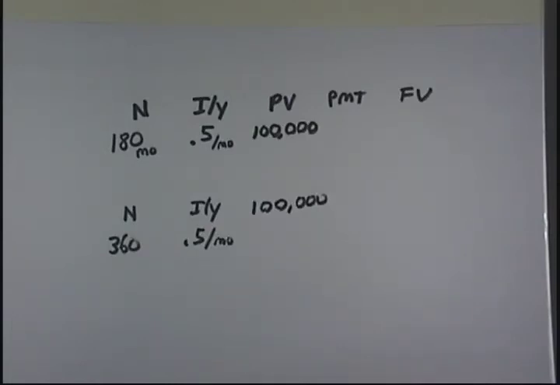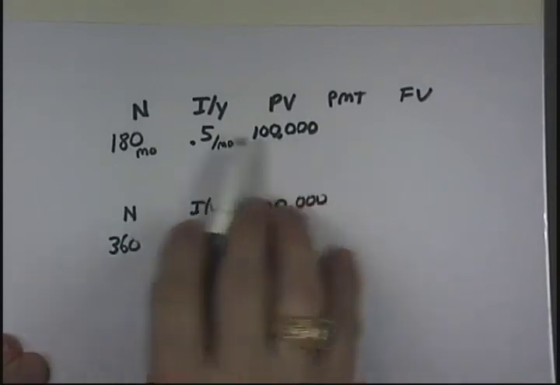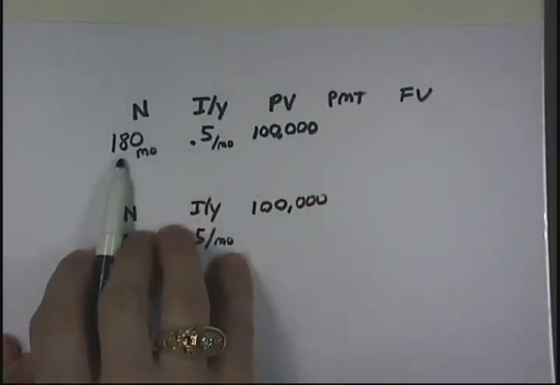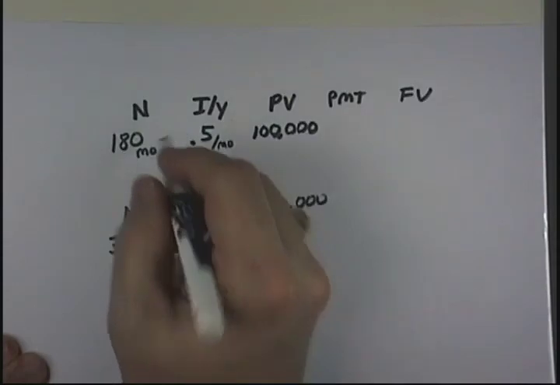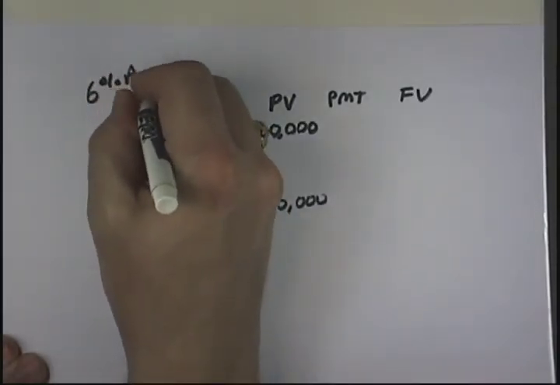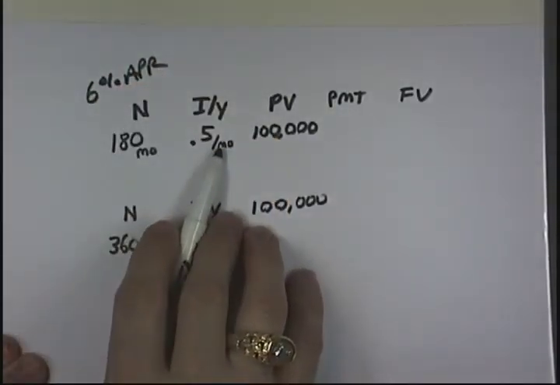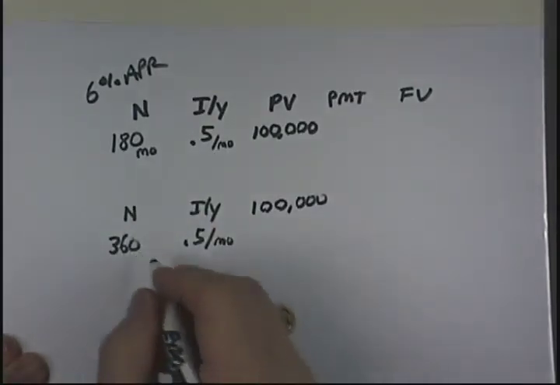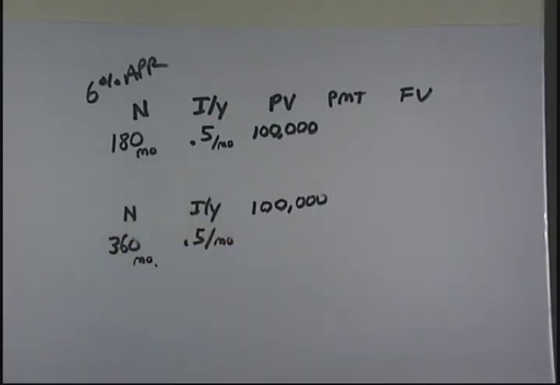And my setup here is a $100,000 loan amount paid over 15 years on a monthly basis, so 180 months. 6% APR with monthly payments is 0.5% per month. And then I set it up over 30 years or 360 months. So first, with my 180 monthly payments on my $100,000 loan amount at 6% APR, my payment is $843.86.